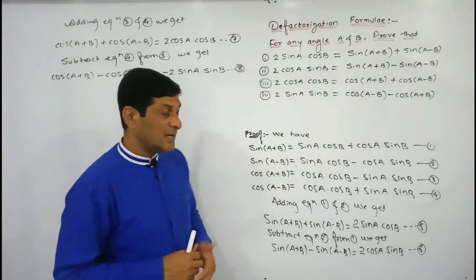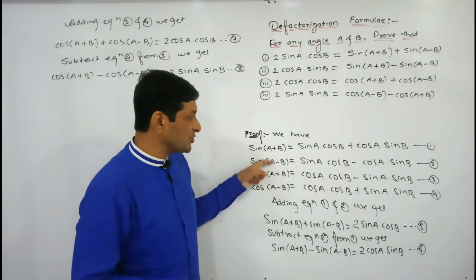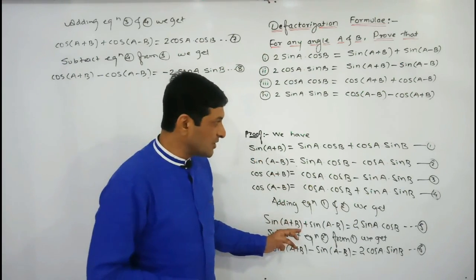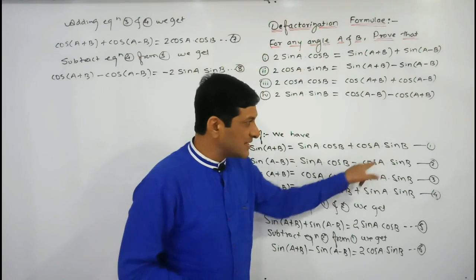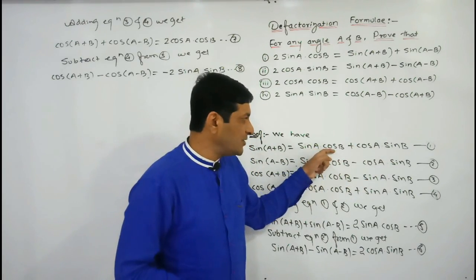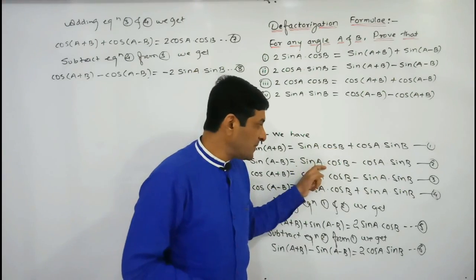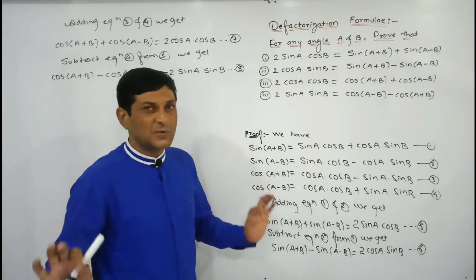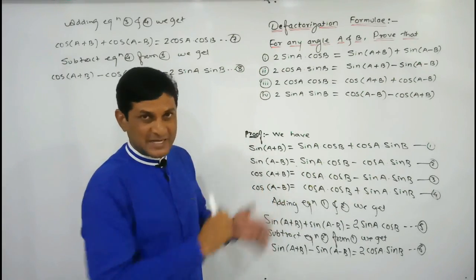Later on, we have taken addition of these two equations. In case of addition, on this side we will get addition of these two terms, and on this side these two terms will get cancelled since their signs are different, and addition of these two terms is 2 sin a cos b. This whole part we have discussed in the proof of factorization also.